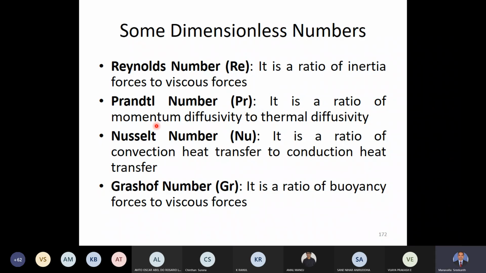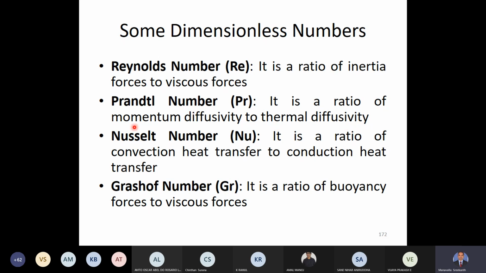It is the ratio of the momentum diffusivity to thermal diffusivity. So how quickly a force introduced into a fluid stream propagates in the fluid stream, and how quickly a temperature disturbance or thermal wave introduced into a fluid stream gets diffused into the fluid stream. That is a measure done by what is called the Prandtl number. Momentum diffusivity and thermal diffusivity: how quickly momentum passes and how quickly the temperature passes.